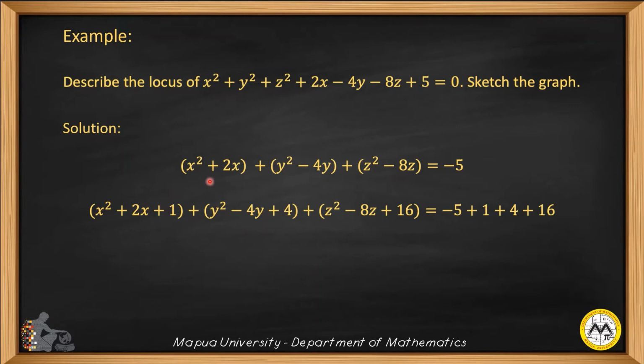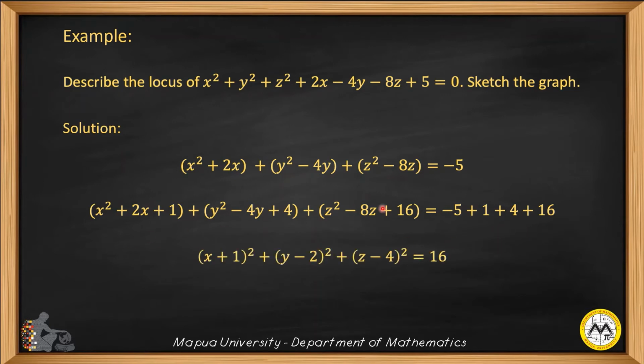For x squared plus 2x to be a perfect square, we must have positive 1 as the third term. For y squared minus 4y, we must add 4 for it to be a perfect square. And for z squared minus 8z, we must add 16, so that z squared minus 8z plus 16 is a perfect square. Take note that we added 1, 4, and 16 on the left member of the equation. To retain the equality, we must also add 1, 4, and 16 to the right side.